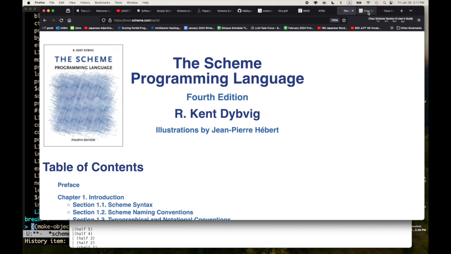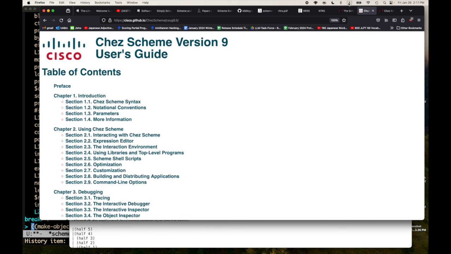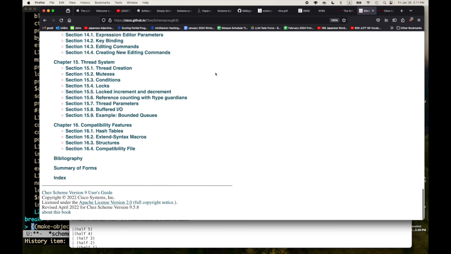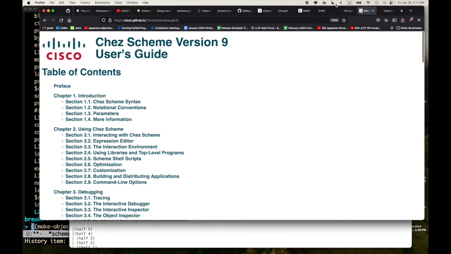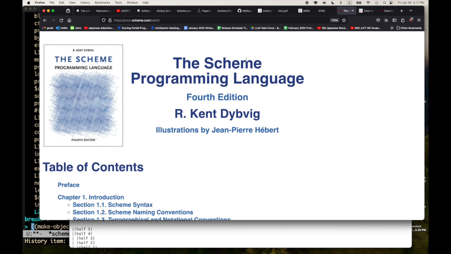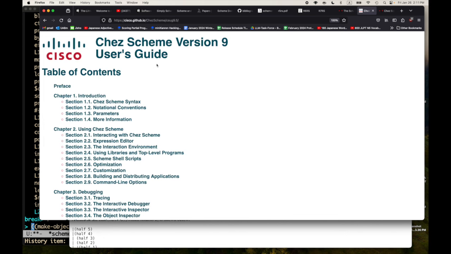Very, very useful resource. The book's very well written. Another companion guide that goes with that is the Chez Scheme User's Guide. Like I said, Kent Dybvig is the creator of Chez Scheme, and he has a user's guide, which I guess other people have contributed to maybe. Certainly, originally, I think this was written by Kent, and it ties to The Scheme Programming Language book. These are cross-referenced with each other.